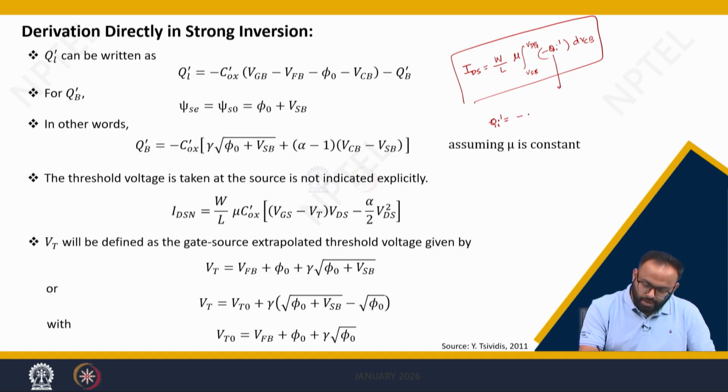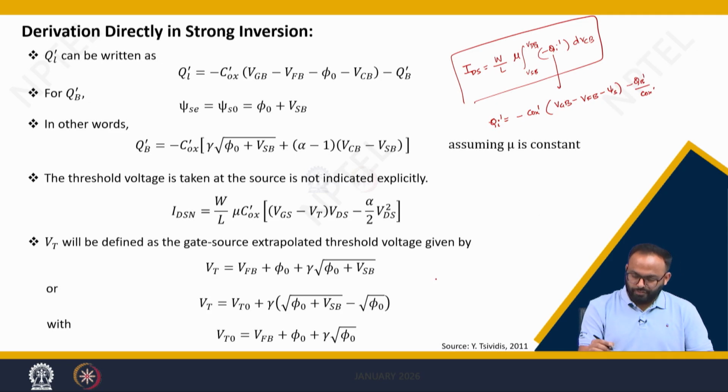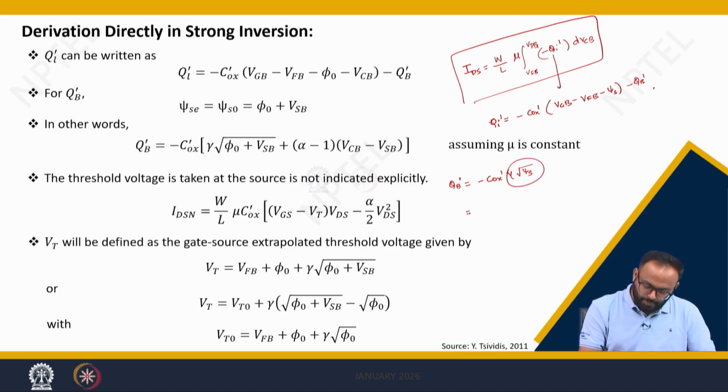QI dash is nothing but minus Cox dash into VGB minus V flat band voltage minus psi S minus QB dash by Cox dash. So QB dash is nothing but minus Cox dash into gamma into root psi S, but now you have linearized this. So you need to replace it as minus Cox dash into gamma root psi SE plus gamma divided by 2 times root psi SE into psi S minus psi SE.